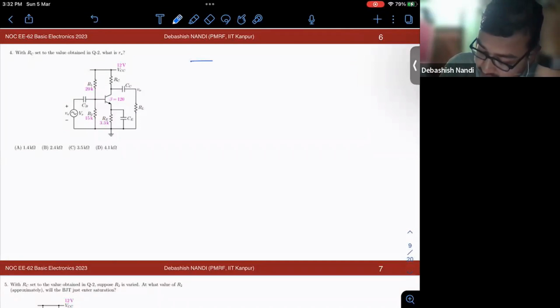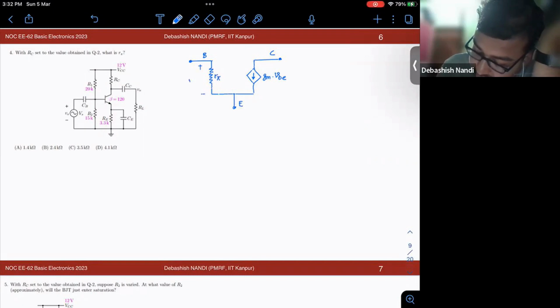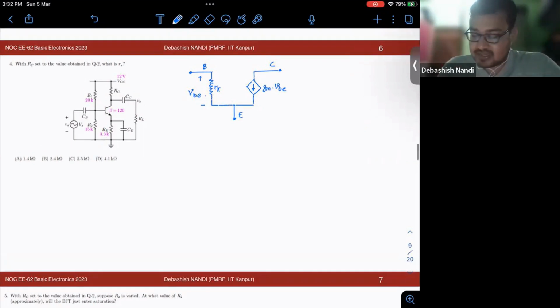You might have seen this equivalent circuit, right? This is your gm VBE. This is your B, this is your C, this is your E. This is R pi, and this is your VBE. Can any one of you tell me how this circuit has come about? What is the starting point? Anyone? Just take a wild guess.